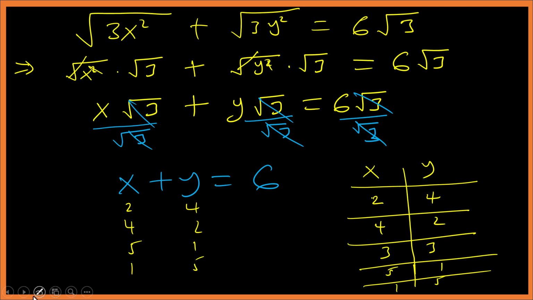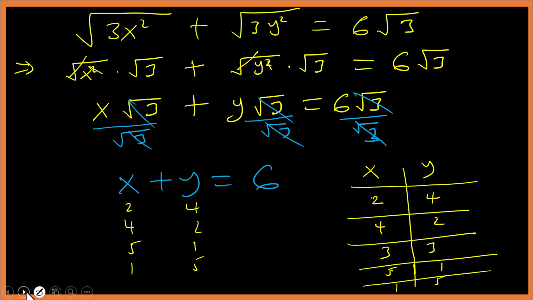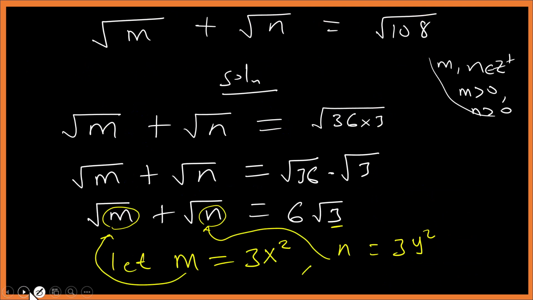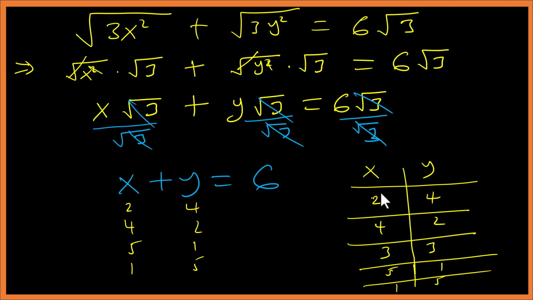So let's recall from here m and then n, then let's see the way forward. So let's start with 2, 4. When x is 2 and y is 4, we have m equals 3x squared and n equals 3y squared. So let's start with the first pair, x y, 2 4.